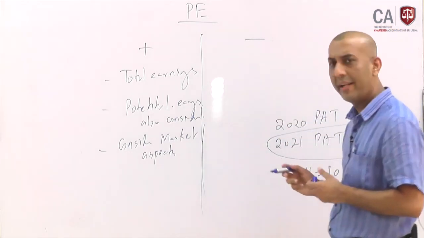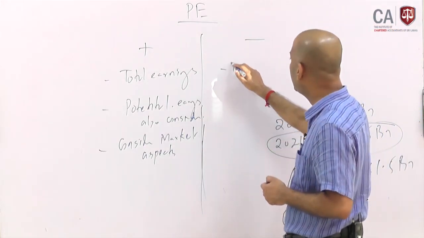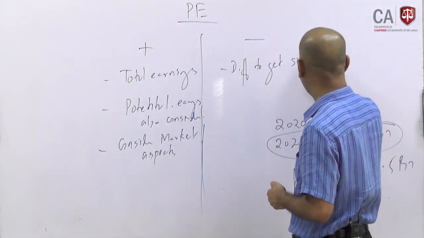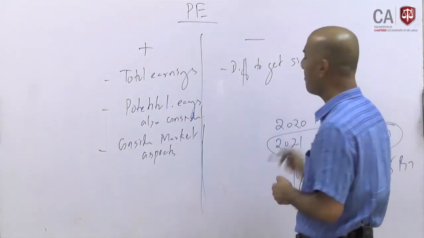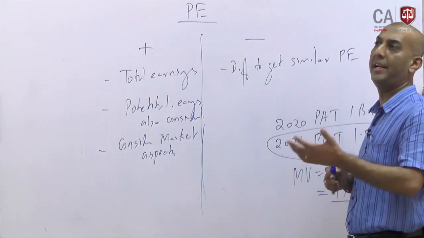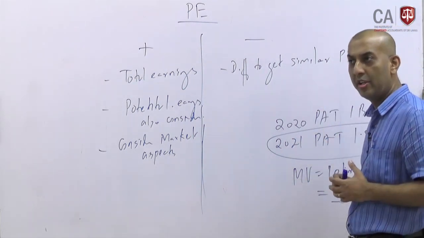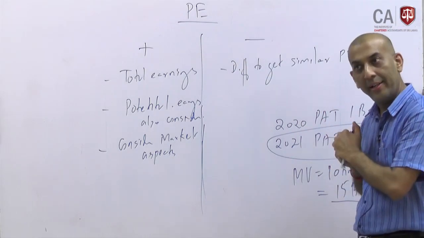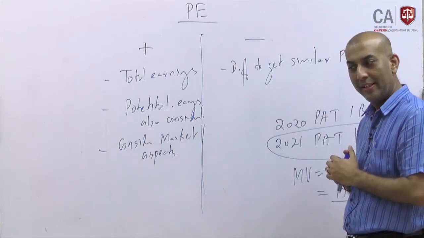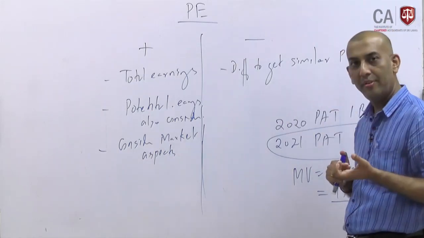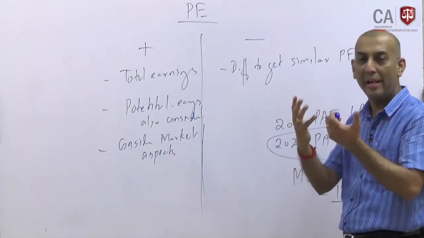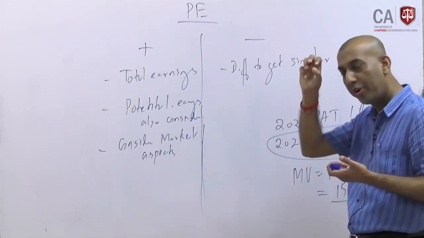Now the minuses. The P/E ratio minus is that sometimes it's difficult to get a similar company's P/E ratio. There could be a private company involved in, say, software development. If you don't have a listed company like it in the market, you may not be able to use the P/E ratio. You cannot just value based on 10 times or 15 times. You need to have a similar comparable P/E ratio. Then you can do some adjustment, but you need to get the P/E ratio.